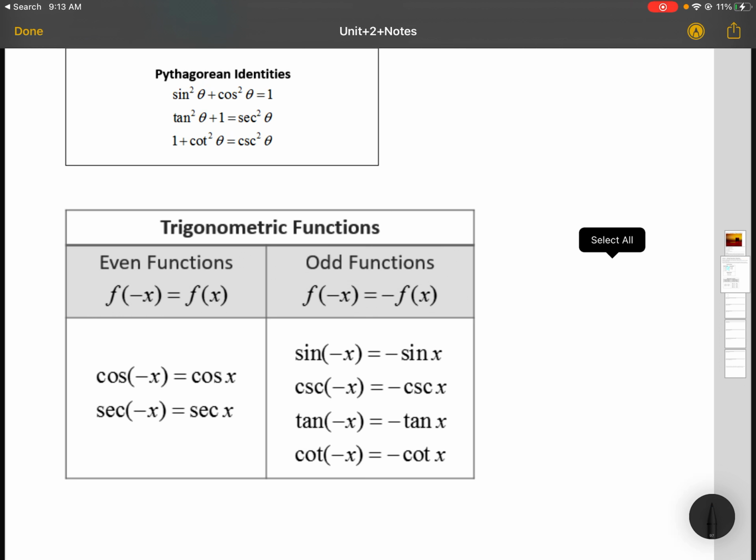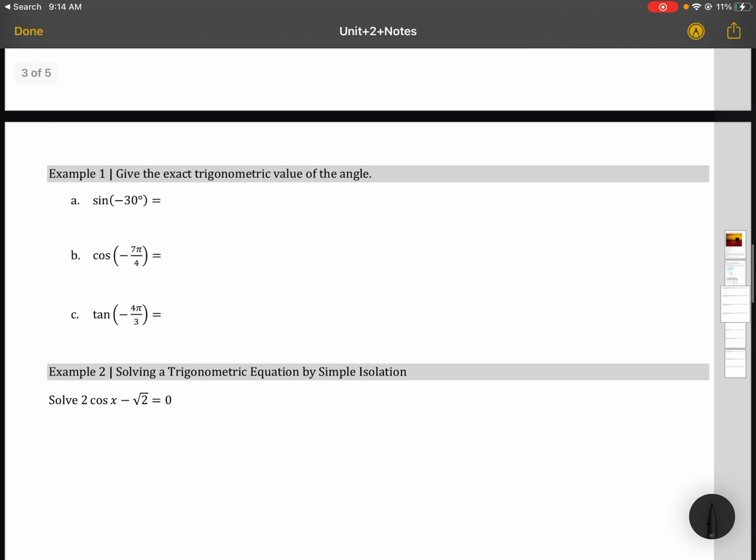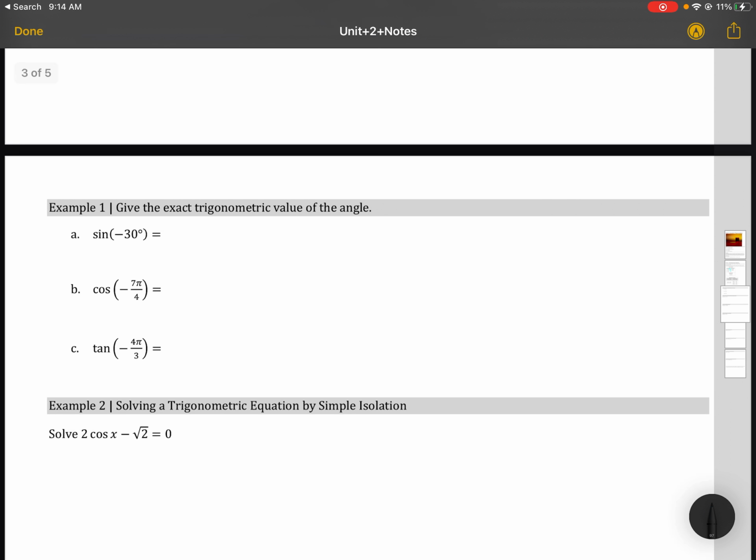New is the even odd identities. Cosine of negative x is just the cosine. You can drop the negative. Same with secant. The sine of negative x: for all of the odd functions, if the angle is negative, you can move the negative beside the trig function, and you get the opposite sign trig value. We have examples for this, so it'll make sense when we see it.